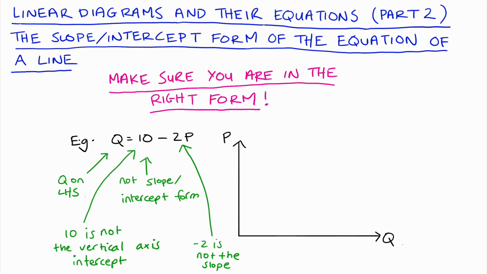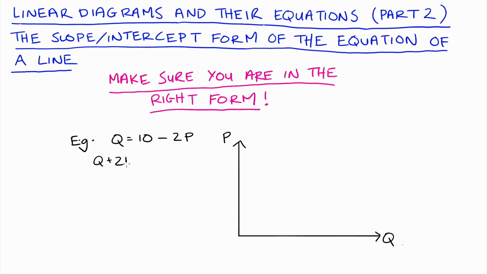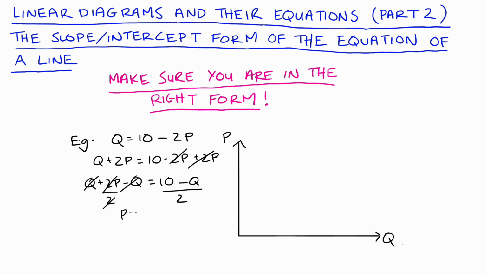We can put it in the right form though. We would just need to manipulate our equation until price is on the left-hand side of the equality. So we could add 2p to both sides and then take away q from both sides. And if we divide by 2, then I get my equation p is equal to 5 minus q over 2. So in fact here, that's in the right form.